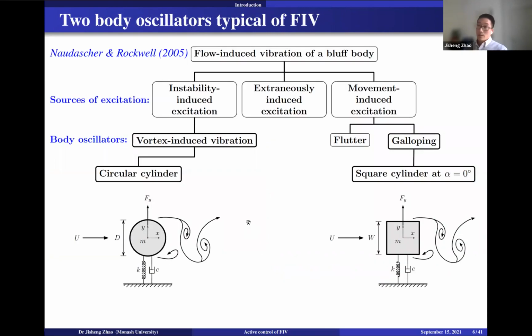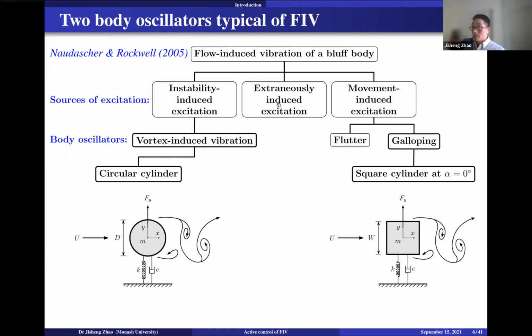All right, so some fundamentals of FIV, if you are not familiar with this. We can categorize FIV in terms of the source of excitation. As I just mentioned before, we have the wake-induced instability. This is the first one, a more typical one, which is VIV. Usually when we start with VIV, we use the classic model, which is a circular cylinder, because it's easy to define the body. You just need the diameter and also the length to define the model.